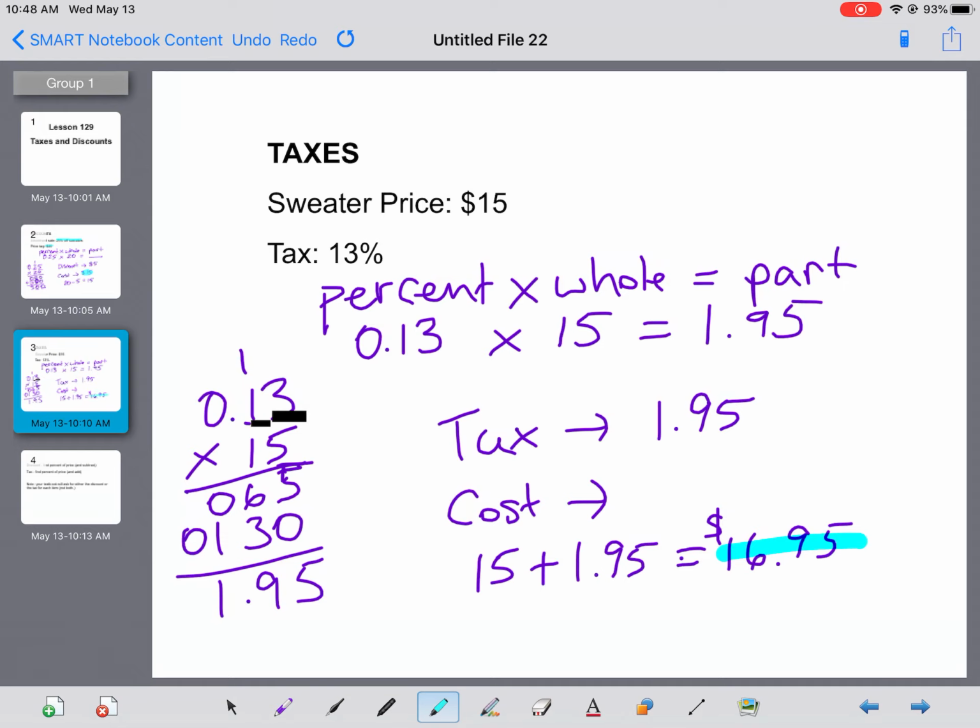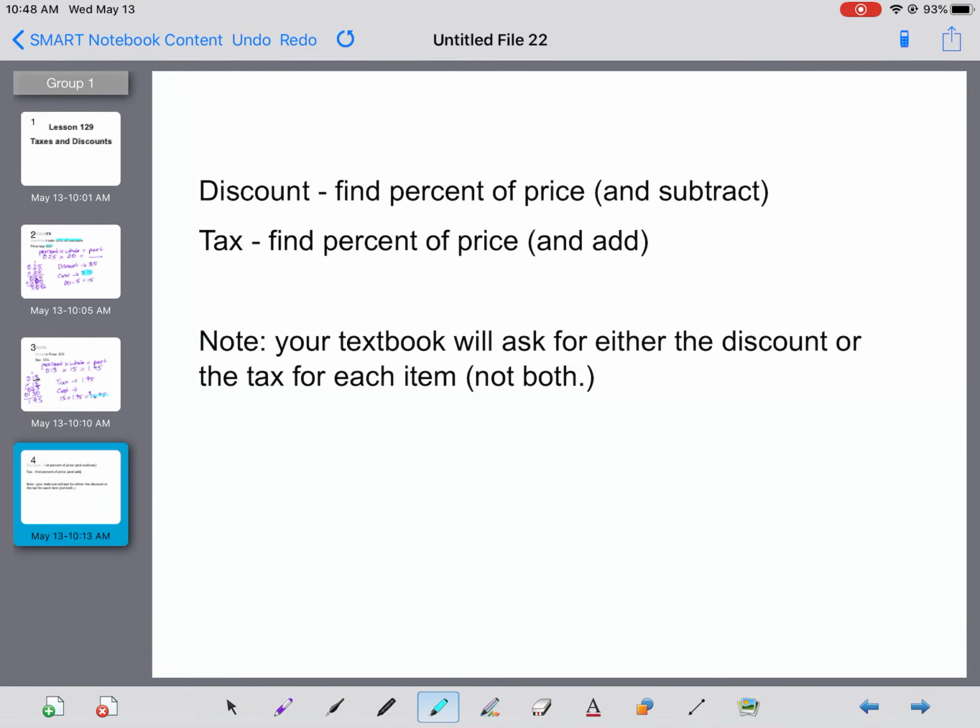So that sweater with the discount of 25% off and then the tax of 13% added on at the end, it's going to cost you $16.95 to buy that sweater. So really just a couple extra steps of things that we have been doing already. So for discount, you find the percent of the price, so the percent of the number, and then you will subtract it because a discount is representing a sale, an amount that's being taken off of the price. And then for a tax, you still find the percent of the price, and then you just add it on at the end.